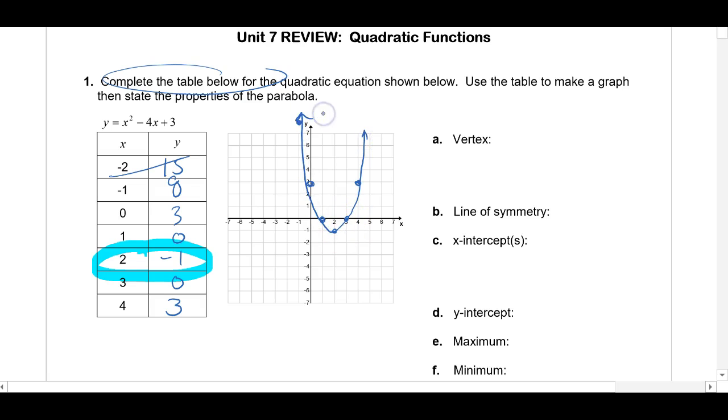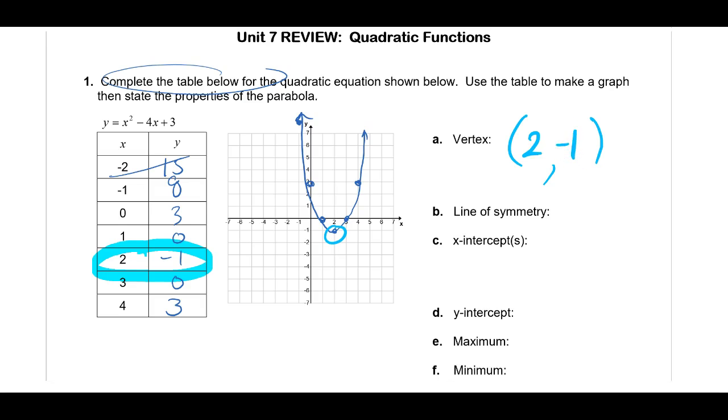And now we need to fill in the rest of the points over here. Okay, so the first thing is the vertex. Vertex, get that from two places. We can get it from here on the graph, point in the middle, or we can look over here on the table. And we know that point is 2, -1.